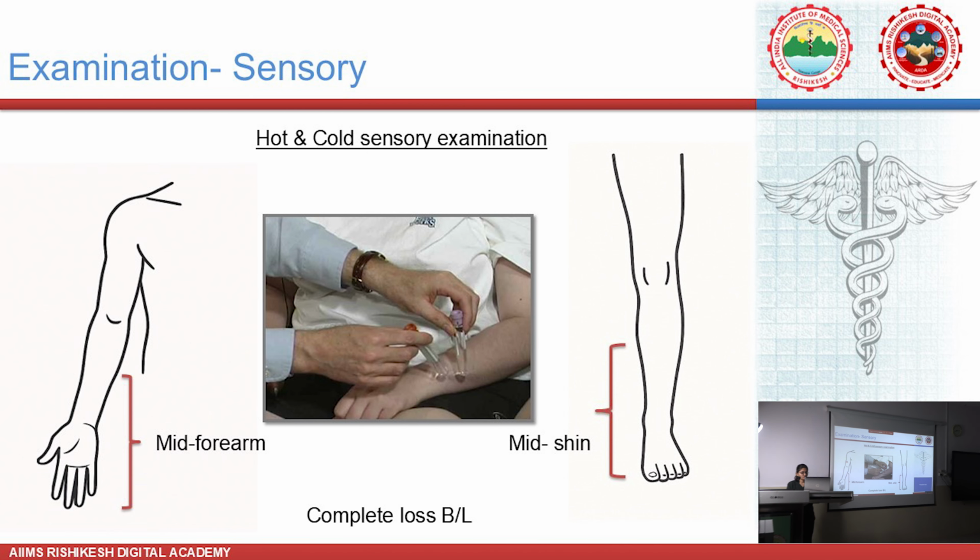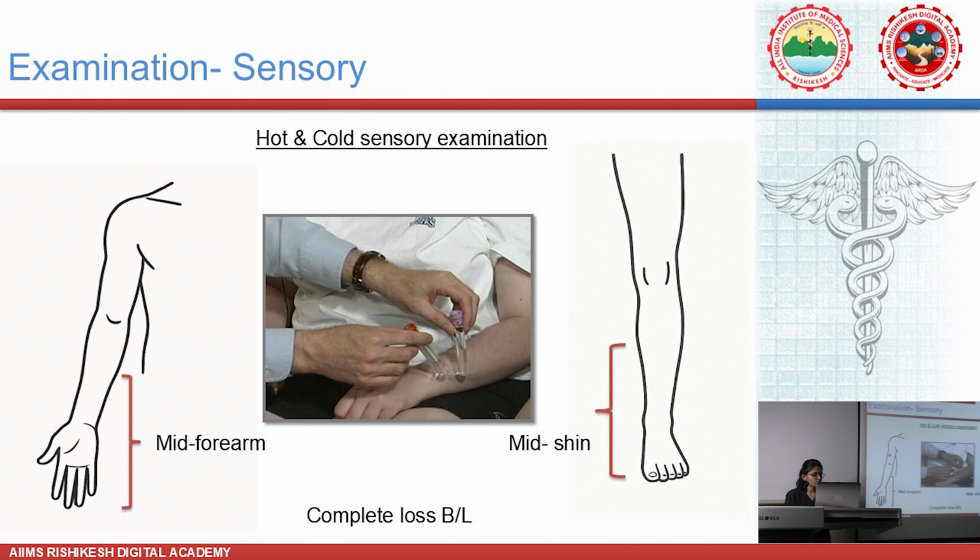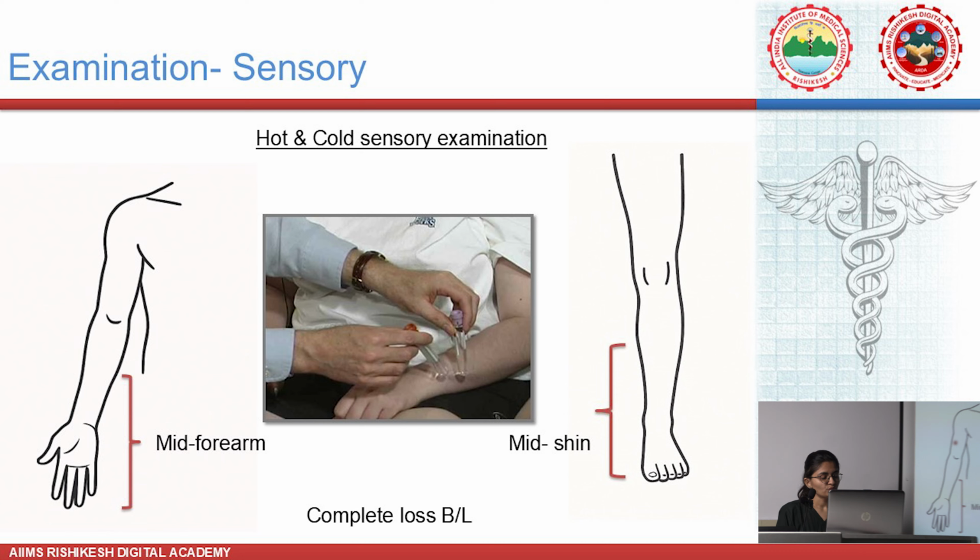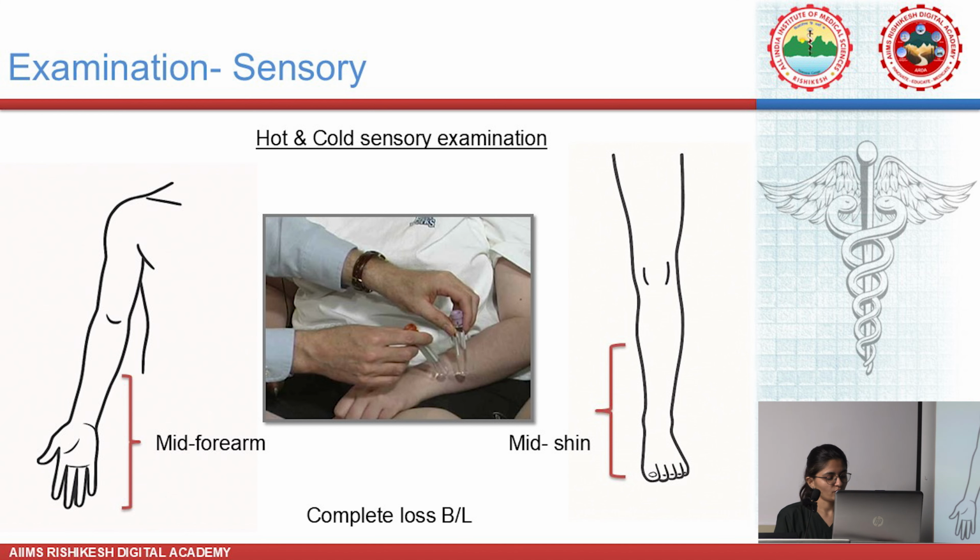Additionally, sensory examination was done for testing the hot and cold sensation. Two test tubes filled with hot and cold water at a temperature of 45 degrees Celsius and 25 degrees Celsius are used, and it was seen that there was complete loss of differentiation of hot and cold sensation on the bilateral upper limb up to the mid forearm area, and in the bilateral lower limb up to the mid shin region.